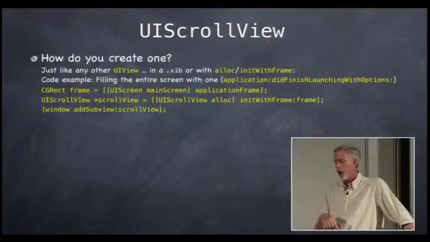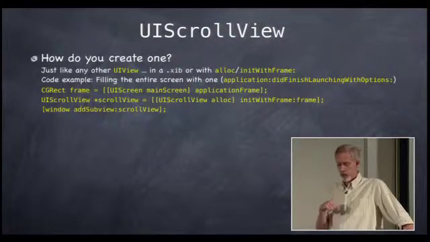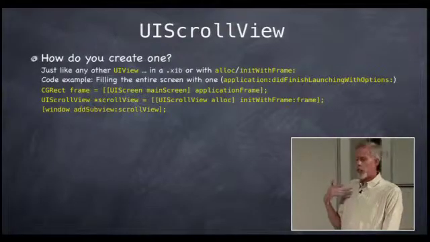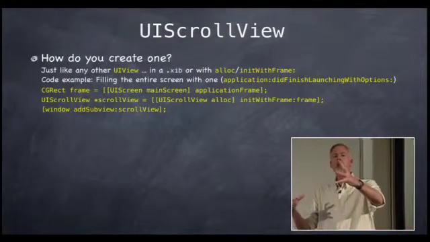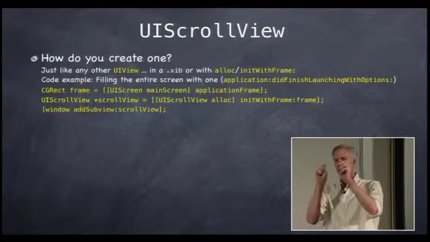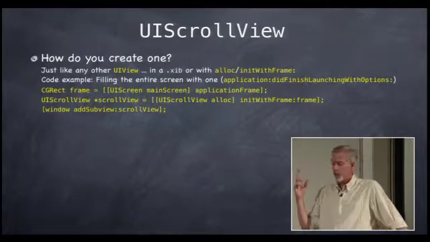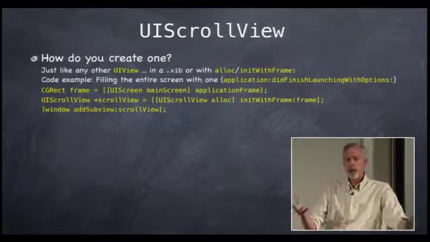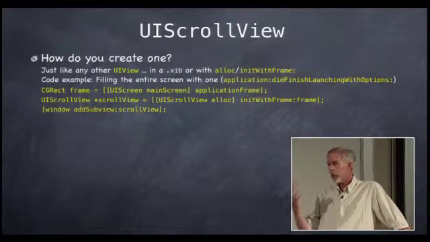How do we create a scroll view? Just like any other view, we drag it out in Interface Builder, or we can alloc init with frame it. So for example, here's some code that creates a scroll view that fills the entire screen that I'm allowed to fill. In other words, not including the little status bar at the top. I get the application frame, which I talked about earlier. I do alloc init with that frame, and then I just add subview the scroll view. It's a view, so I just add it.